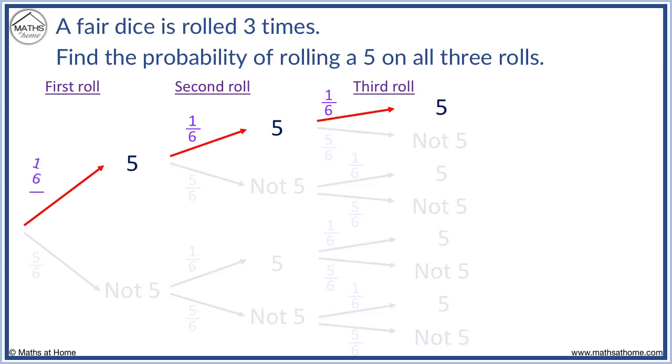We multiply 1/6 by 1/6 by 1/6. 1 times 1 times 1 equals 1. 6 times 6 times 6 equals 216. The chance of rolling 3 5s in a row is 1 in 216.